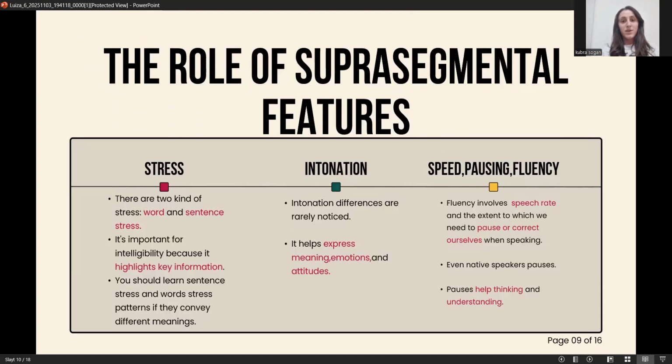The role of suprasegmental features, stress. There are two kinds of stress, word and sentence stress. In word stress, a syllable in a word is stressed, and in sentence stress, a whole word is stressed. Wrong word stress rarely causes misunderstanding, but sentence stress is important for intelligibility because it highlights the key information. You should learn sentence stress and word stress patterns if they convey different meanings.